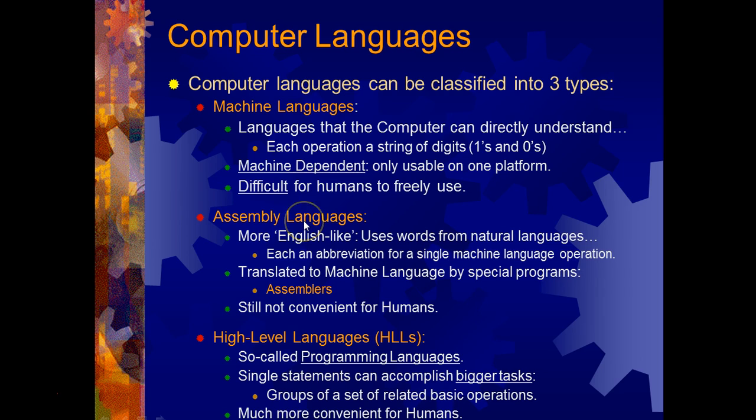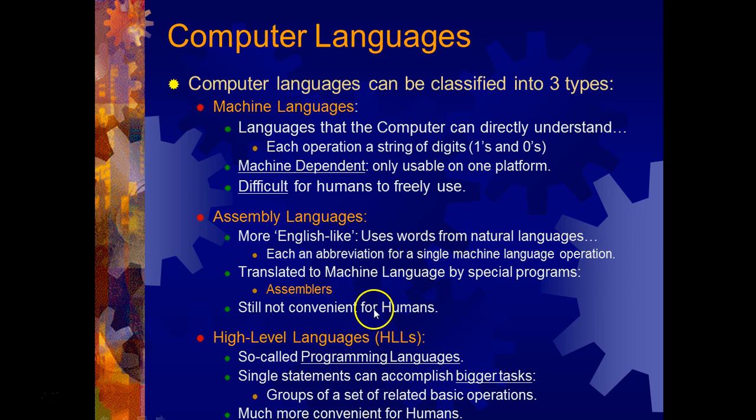Okay, the next level of computer language that is kind of easier for us to read would be called assembly languages. So more English-like, uses words from natural language. Instead of zeros and ones, maybe it uses some words, each an abbreviation for a single machine language operation, translated to machine language by special programs called assemblers. So you write something in assembly language, and then that is translated into machine language, because machine language is the only thing that the computer can really understand. So that's translated to machine language by a special program called an assembler.